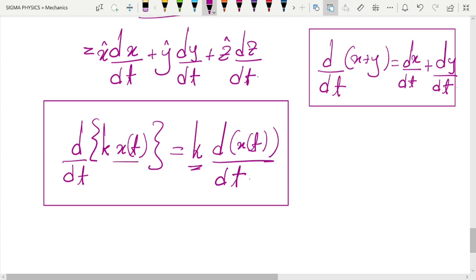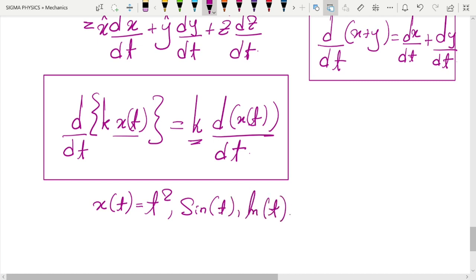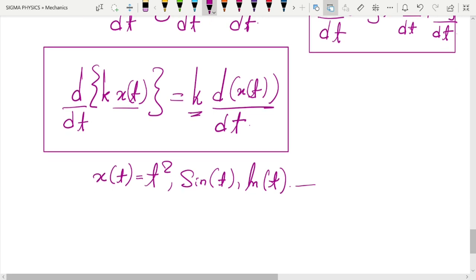Here, this bracket t, x bracket t, just means that x is changing with time, which means x is a function of time, right? So x of t over here can be, let's say, t square, or it could be sine of t, or it could be log of t, or anything like that. It could be any function of time, right? But k over here does not depend upon time.